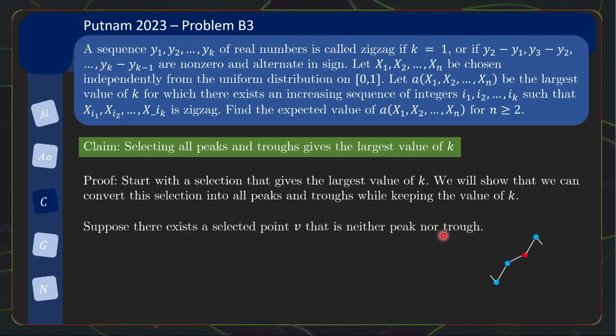Well, we do this step by step. So whenever there's a selected point V that is neither a peak nor a trough, what I'm going to do is replace this with a peak or a trough, okay, that has not been selected before.